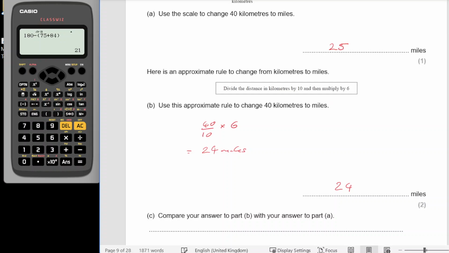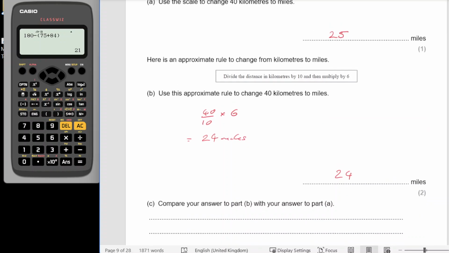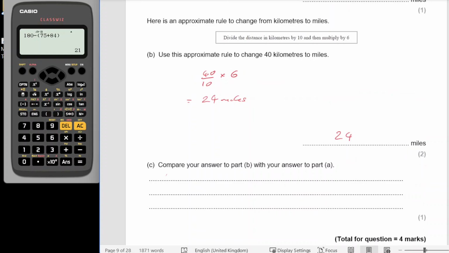Compare your answer to B with your answer to part A. Very close. But my answer to A is 1 mile larger than B.